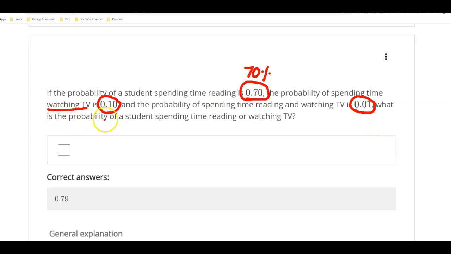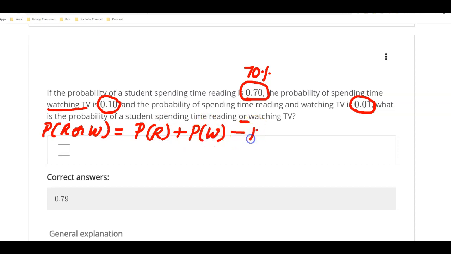What are they asking me? What is the probability of students spending time reading, the keyword is or, watching TV. So they're asking me probability of students spending time reading or watching TV. I'm just going to put a W here, which is simply, according to the formula, probability of reading plus probability of watching TV minus probability of reading and watching TV.